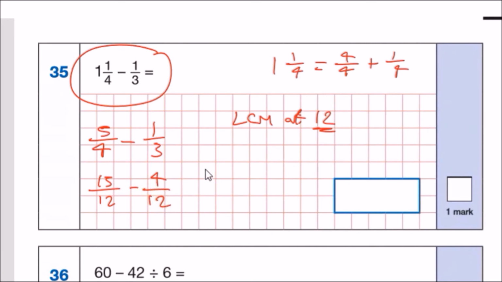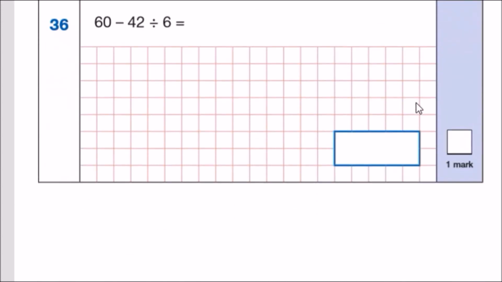Okay, now just take a little breather, guys, and realize that this is just simple fractions now. So 15 take away 4, because now you got common denominators, we can take away the top or add it even. 15 take away 4 is 11, so the answer is 11 over 12. Bravo, if you guys got this one, seriously, give yourselves a pat on the back. Now one more question to go.